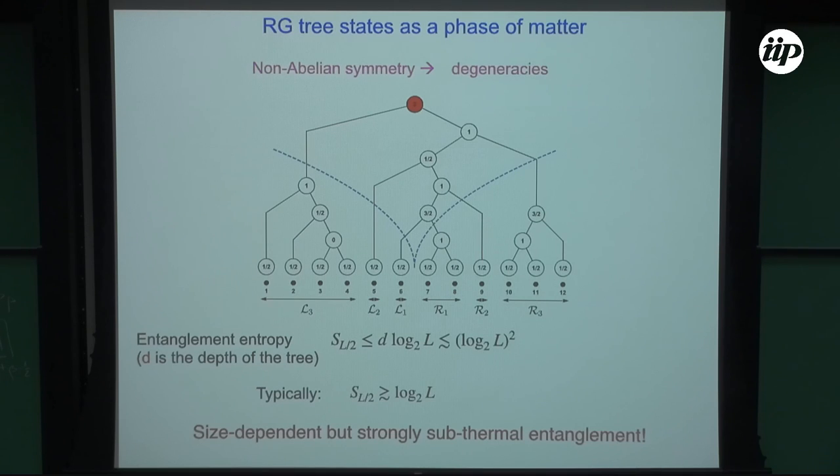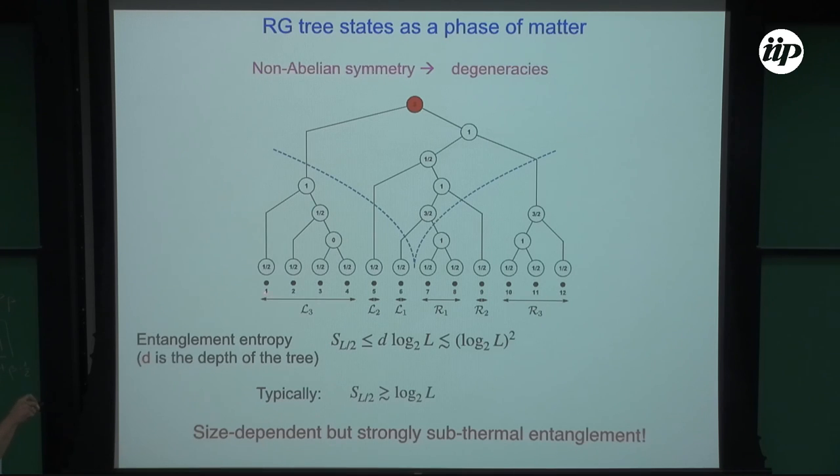Nice property of these tree states is that they actually fulfill our expectations about the entanglement entropy. In the sense that given a tree state of some length d, so the total number of levels in this tree, you can rigorously show that the entropy is limited by d times logarithm of 2 times the size of the system. And actually, if you follow the strong disorder renormalization group procedure, then you see that the typical depth of the tree is just logarithmic in the system size. That's quite natural. It just means that the tree that you get is not very unbalanced. So it's more or less balanced.